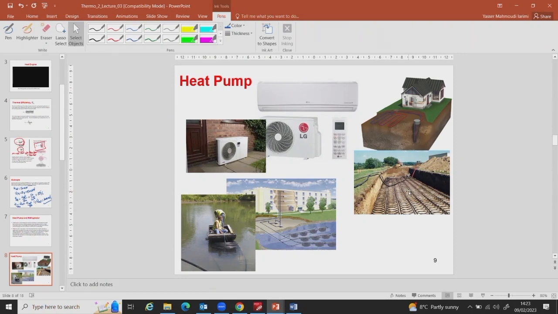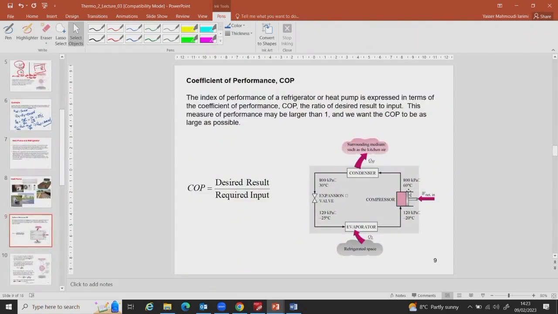Now, based on that, the parameter that we define for the refrigeration or heat pump is called COP, or coefficient of performance, which is the desired result divided by the required input. Is there any question?